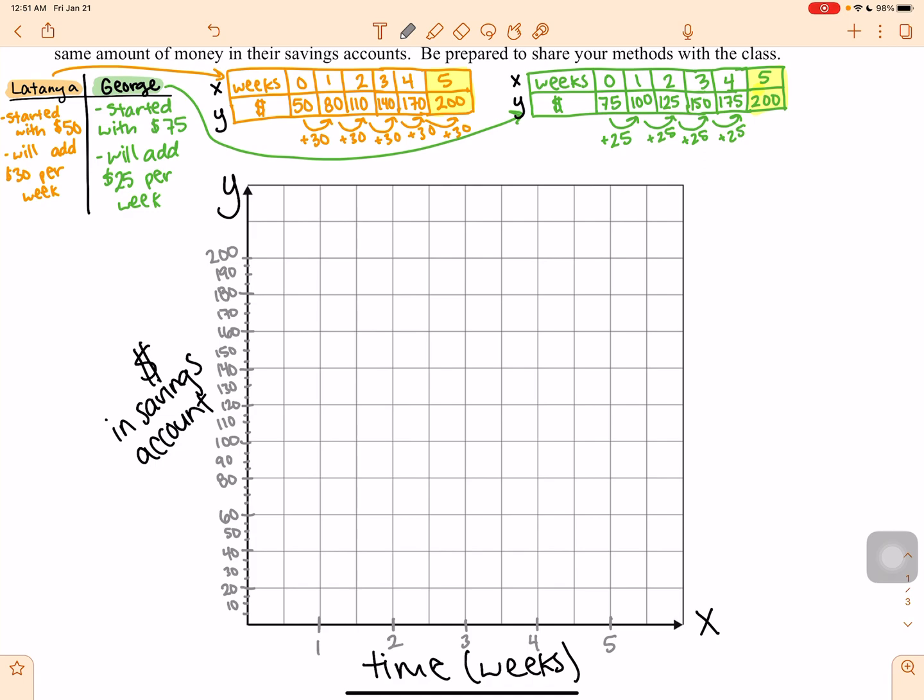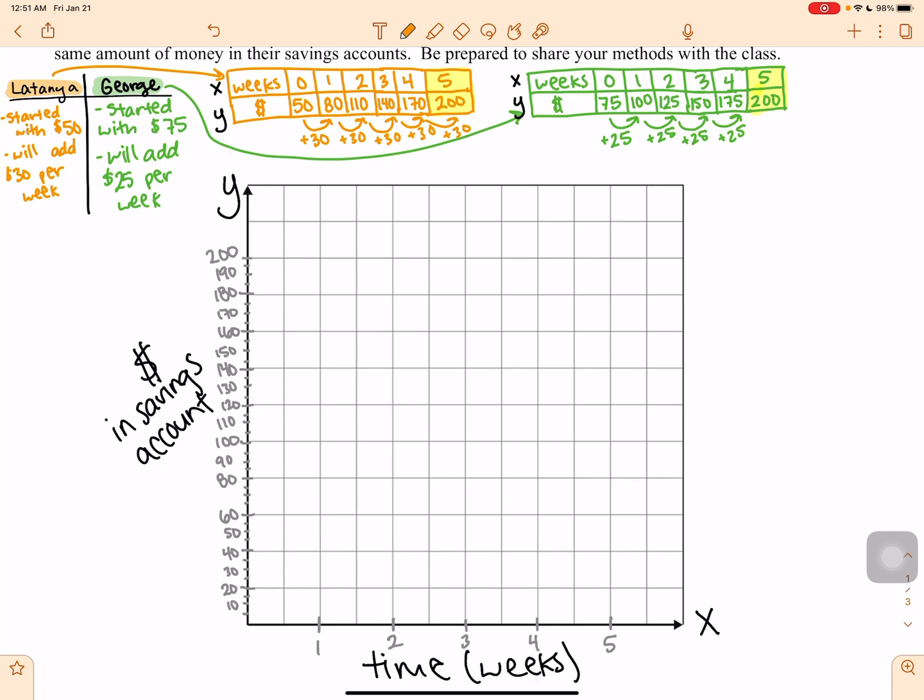So now to graph these, right? Let's graph Latanya first. I'm going to use orange. I should have said earlier, grab a colored pencil or something to keep these separate. That would be a really good idea. I'll try to remember to put it in Google Classroom.